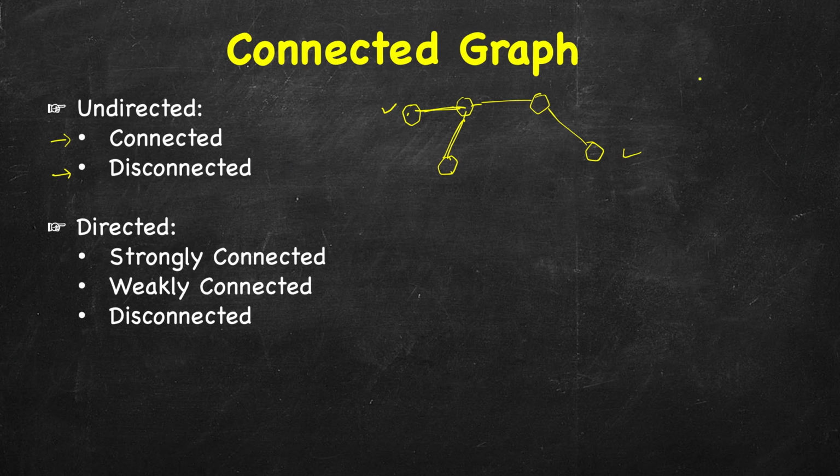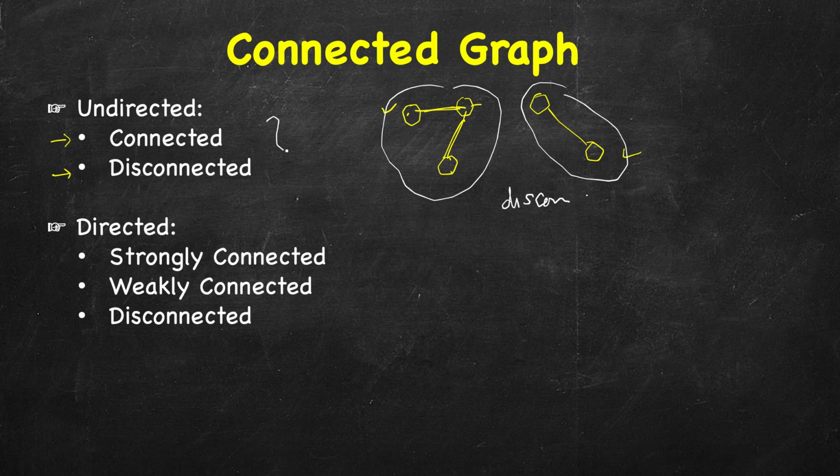And in the case of disconnected, let's say you remove one of the edges, let's say this one, now it becomes disconnected. You cannot go from any of these three vertices to any of these two vertices. So this will be disconnected. So here it's very clear. In directed, we have some more notations due to the direction.